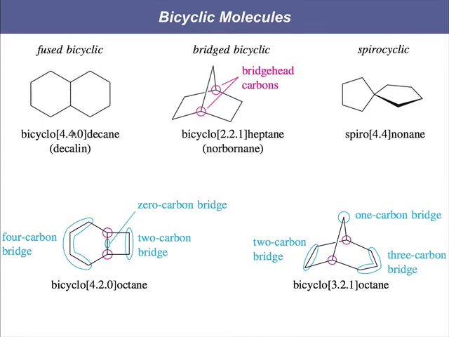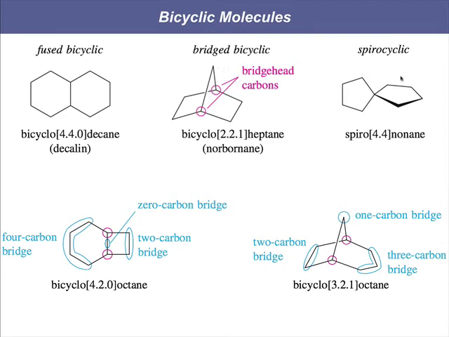A dot 0 in our brackets always will refer to a fused bicyclic. That's a clue. If you see 4.4.0 or something silly like 0.4.4 or 4.0.4, a dot 0 will always mean a fused bicyclic because there are 0 carbons between our bridgeheads. If there's a non-zero number between the dots, that means that we've got a bridged bicyclic.